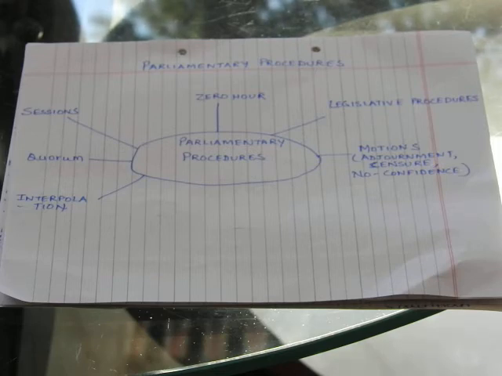Hope children you have understood all these kinds of motions under parliamentary procedures. They are very important. Now I will come to the legislative procedure, means how does a bill become a law? Ordinary bills: all non-money bills are called ordinary bills.